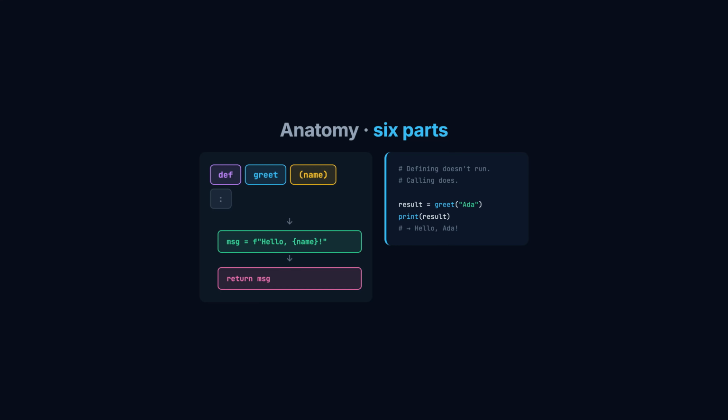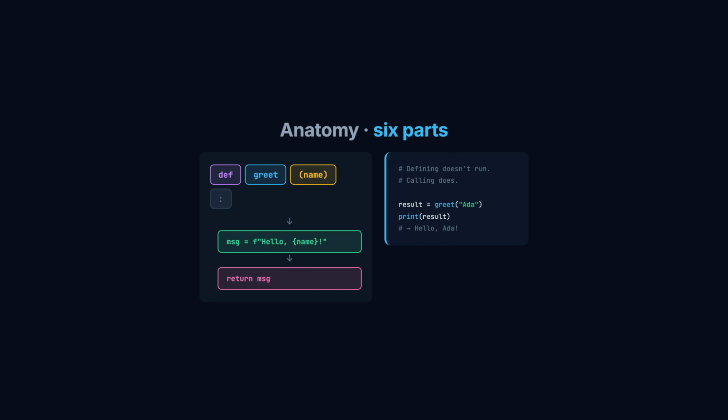Second, the function name. Pick something descriptive. greet, count_words, fetch_user. Snake case, underscores between words. Same naming rules as variables from episode 3. Third, parentheses with the parameters inside. Parameters are the inputs the function expects. This one takes a single parameter called name. 0 parameters is fine, 10 is fine. You are defining the slots the caller will fill.